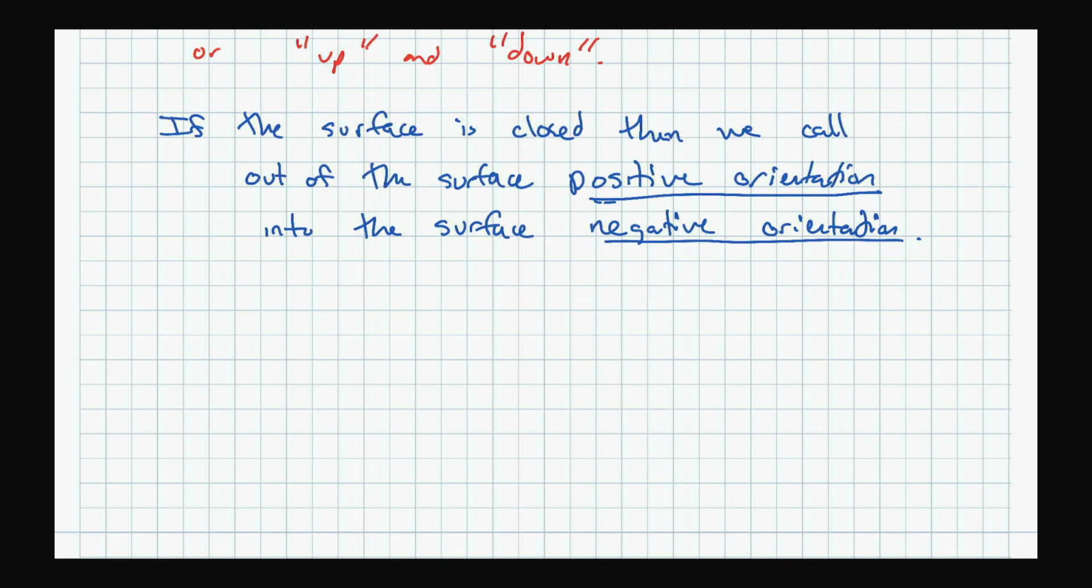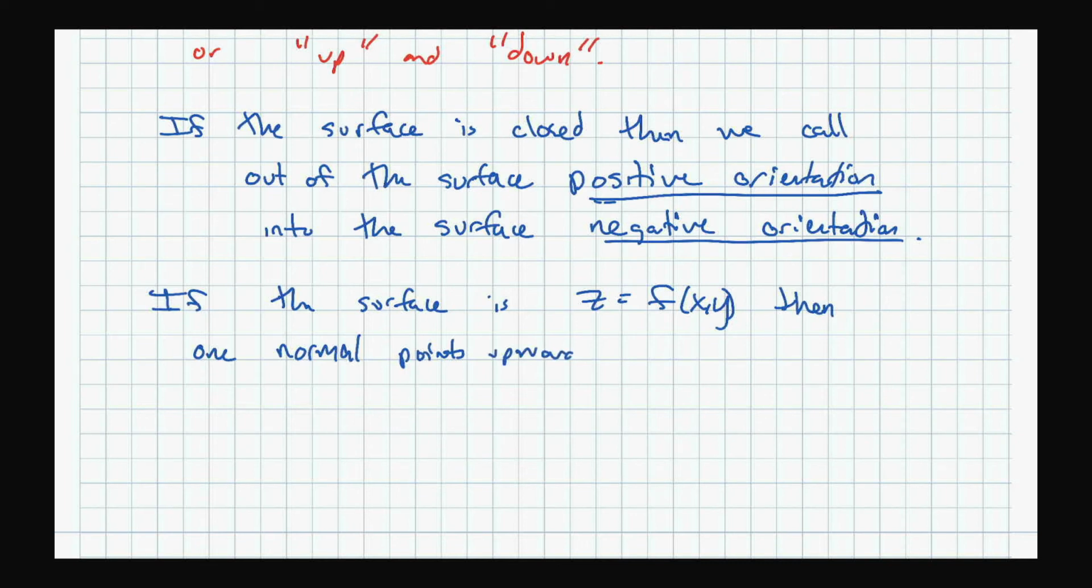Okay, so if the surface is z equals f of x y, let's see here, then one normal points upward. That just means it has a positive z component. And that one is called positive. And one points downward, vaguely downward, right? Doesn't have to be straight down.